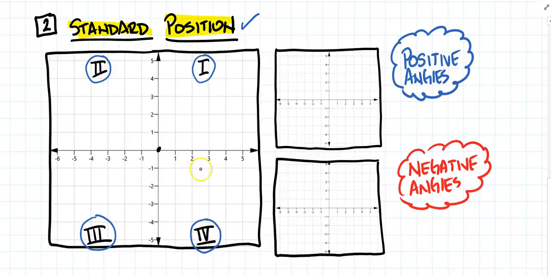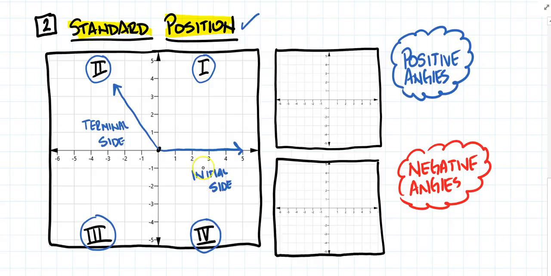If I want to draw an angle in standard position, what we do is we take one side of the angle and we glue it down to the positive x-axis. This is called the initial side. The initial side of a ray. We glue that side down to the positive x-axis. And then the other side is free to swing around and around and around, and we call that the terminal side. The terminal side.